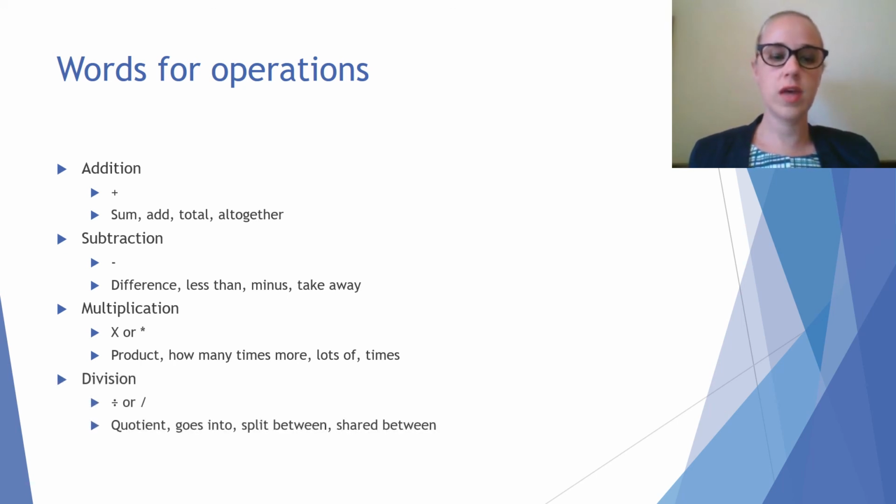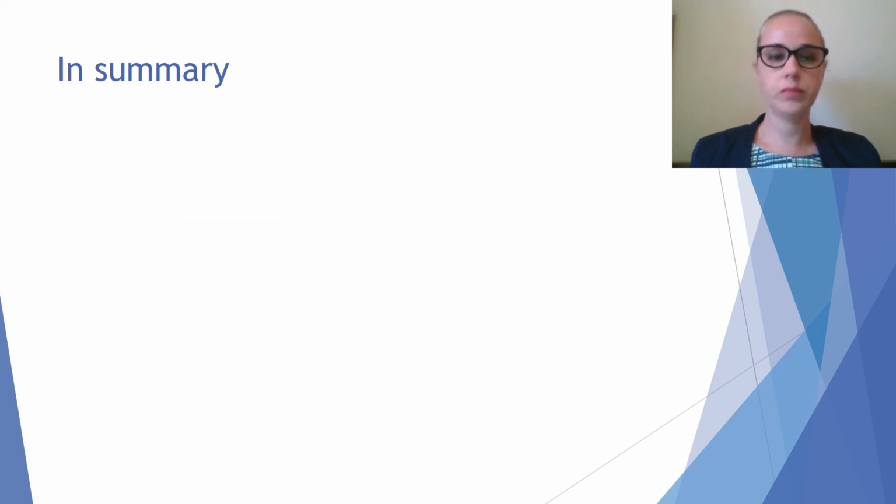Division is that sign with the line and the 2 dots, or else you can see it as written as the slash, like a fraction. And the words that can apply to that, a quotient, goes into, split between, shared between, words like that.